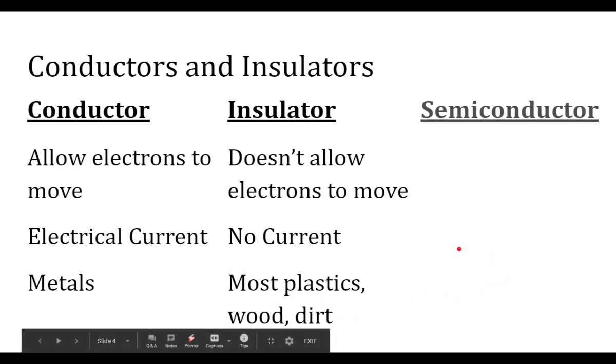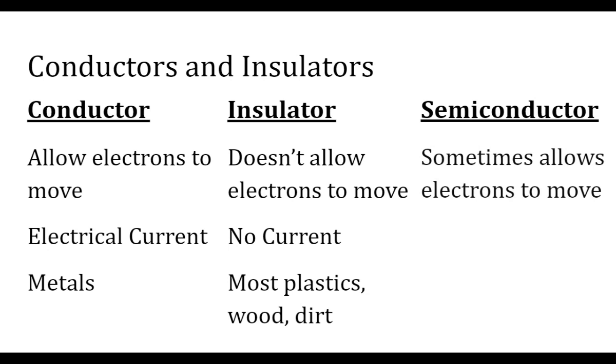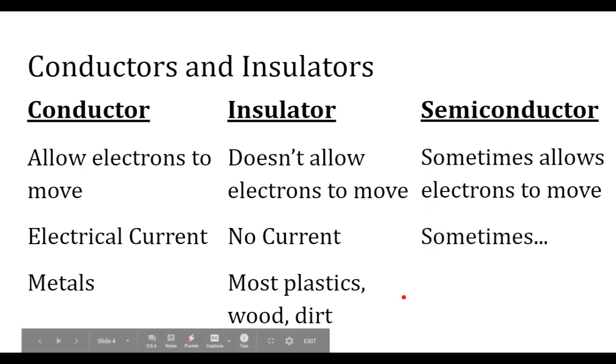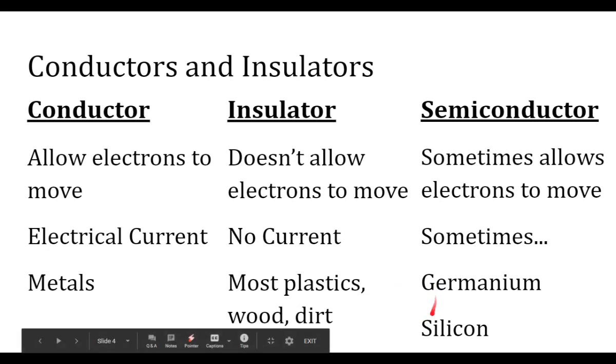And now let's talk about semiconductor. So I want to know, what do you think? If a conductor allows electrons to move, an insulator doesn't allow electrons to move, what do you think a semiconductor does? Yeah, so sometimes it allows them to move, sometimes it doesn't. So if sometimes electrons can move through it, can there be a current through a semiconductor? Sure, sometimes, right? That's the whole point there. And then I'll just tell you this last one. Some examples of semiconductors would be elements like germanium or silicon. Again, there are other semiconductors, but these are the two that we use most of the time when we're talking about electronics and computers.